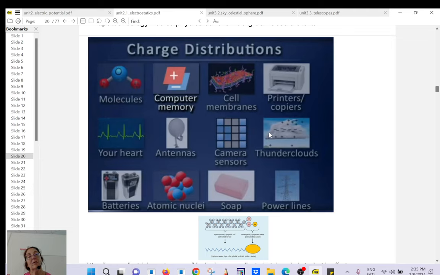Thundercloud, so you have a cloud here. If this is positively charged, then the ground will become negatively charged. So then you have a huge voltage between the cloud and the ground. And if the voltage is high enough, then you will have lightning, okay? Because the air will be ionized. And once the air is ionized, you can have current flowing into the ground, okay?